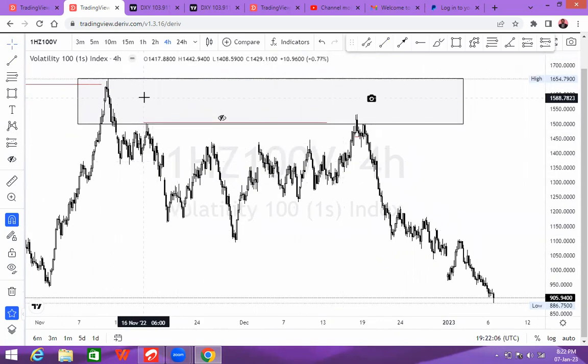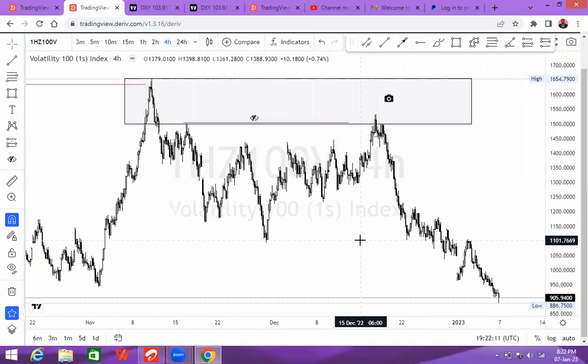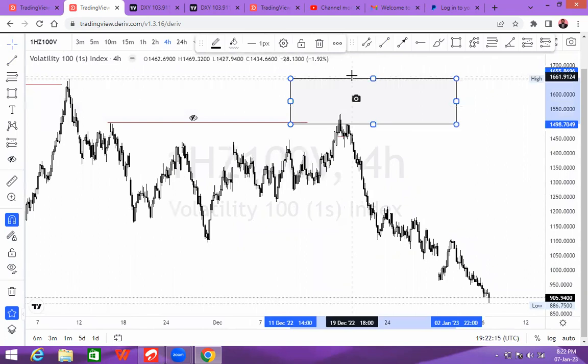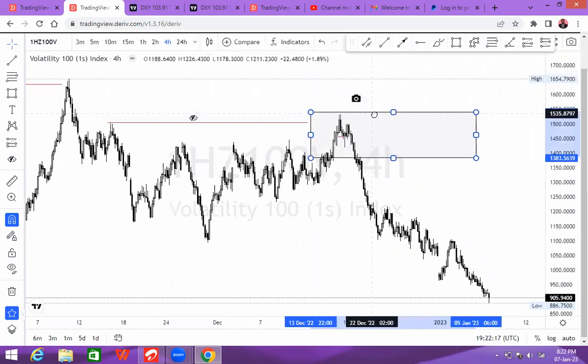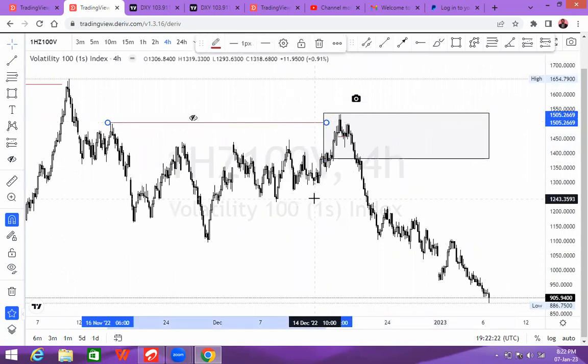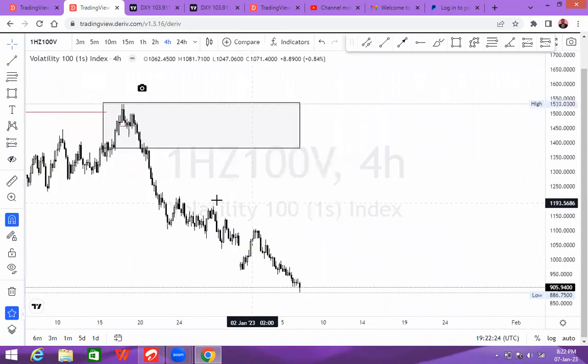So this is the next point of interest. Price has given us all of this push down. Now this place is done. This now is the next point of interest. The first has played out. This is the next point of interest.